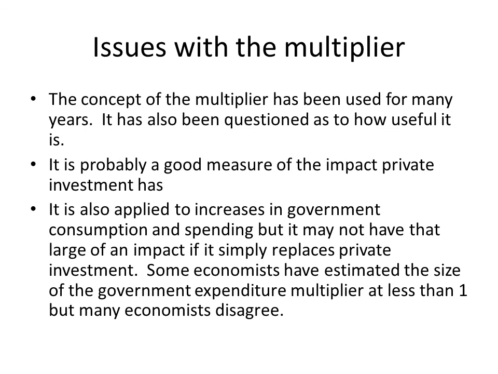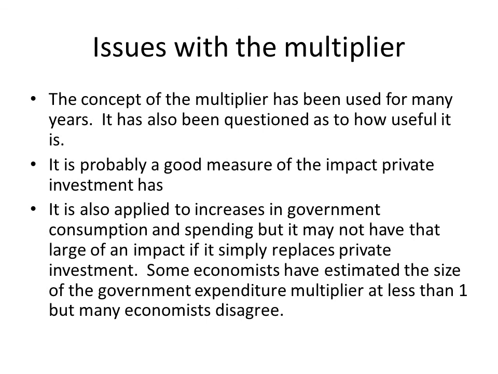So what are some issues with the multiplier? Well, the concept of the multiplier has been used for many years. It also has been questioned as to how useful it is and how large it is. Now, the example we gave implied a multiplier of 10, 1 over 0.1. It's probably a good measure of the impact that private investment has, but it's very debatable whether government consumption and spending may have that large a multiplier, although we always have assumed that. In fact, in some cases, we've actually assumed it's larger. But some economists have estimated the size of the government expenditure multiplier at less than 1.